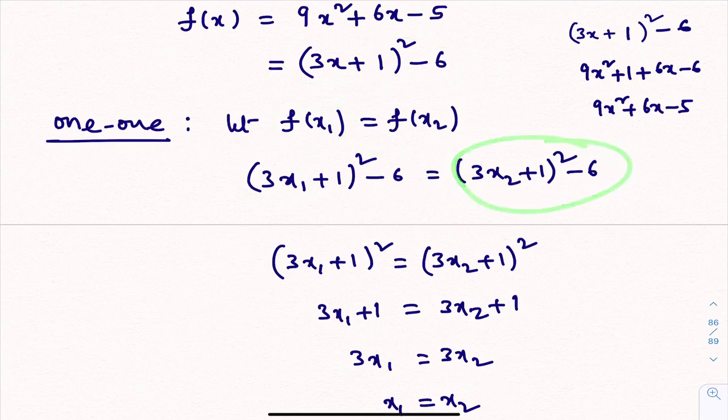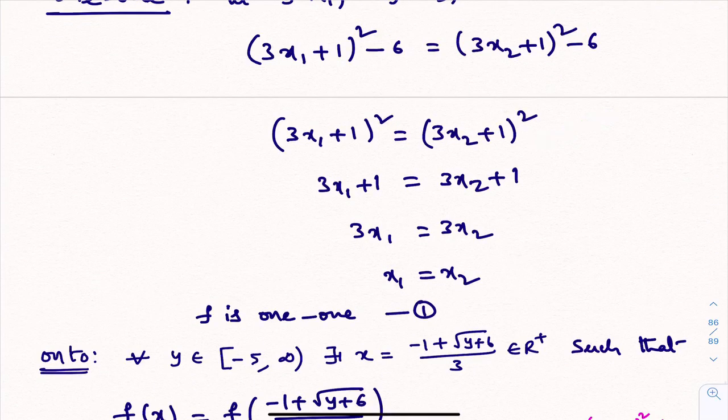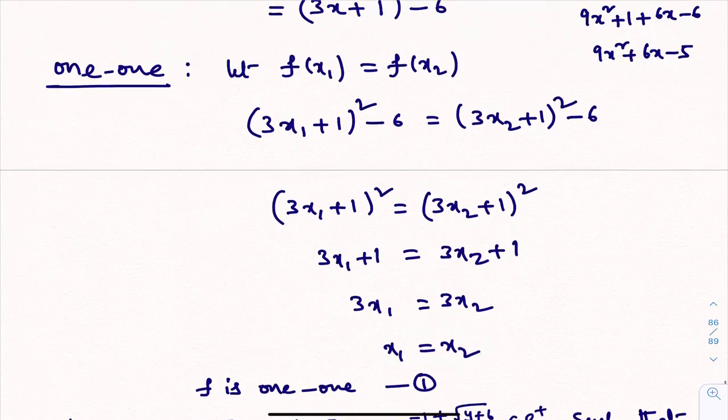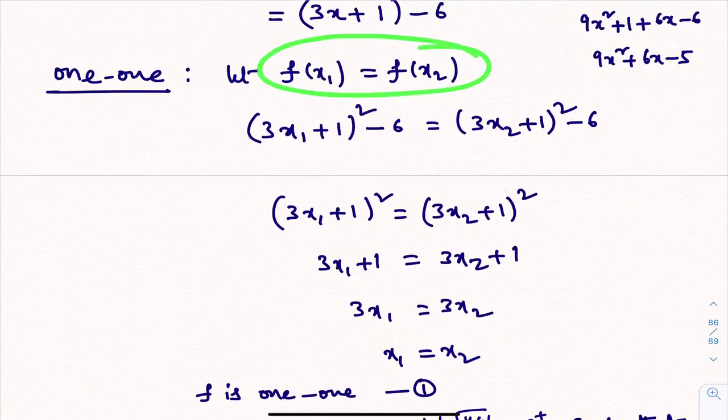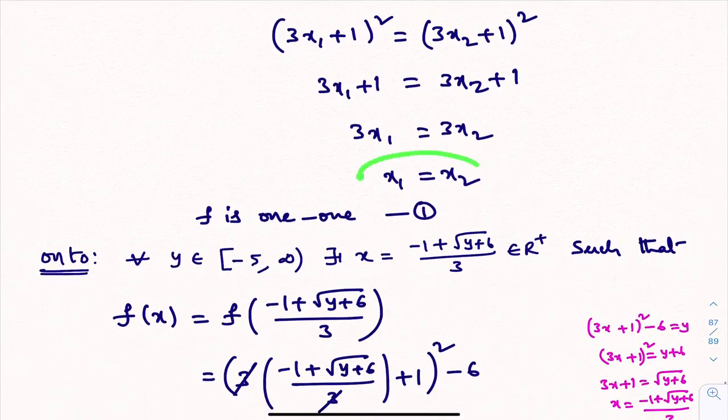You can understand this. Now you see this minus 6 will get cancelled because equality is there here. What you will get: 3x1 plus 1 whole square equal to 3x2 plus 1 whole square. I hope you are understanding. Now apply square root on both sides. Then what you will get: 3x1 plus 1 equal to 3x2 plus 1. Right? Here 1 will get cancelled. You will get 3x1 equal to 3x2. Then you will get x1 equal to x2. What happened here? I considered f of x1 equal to f of x2. I got x1 equal to x2. From this I can say that this function is a 1-1 function.